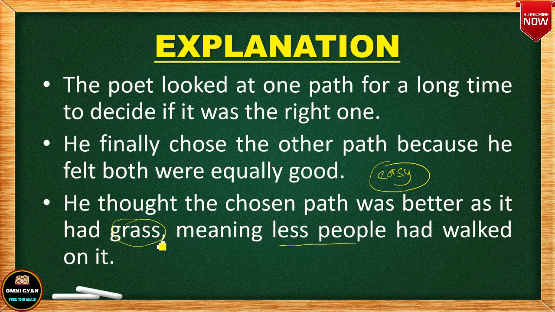Grassy means because grass was growing, that means very less people traveled by the road. And the road which was clear, plain, that means maximum people travel by that road. So the poet deliberately chose the grassy road because he wanted to accept the problems and struggles, because problems and struggles will only make us strong.